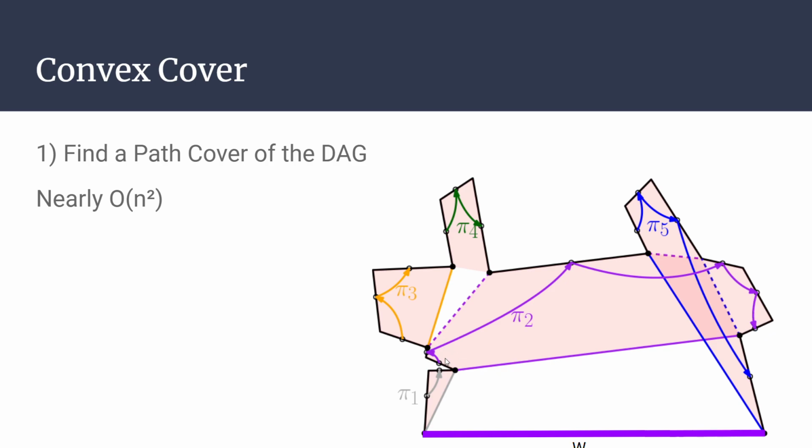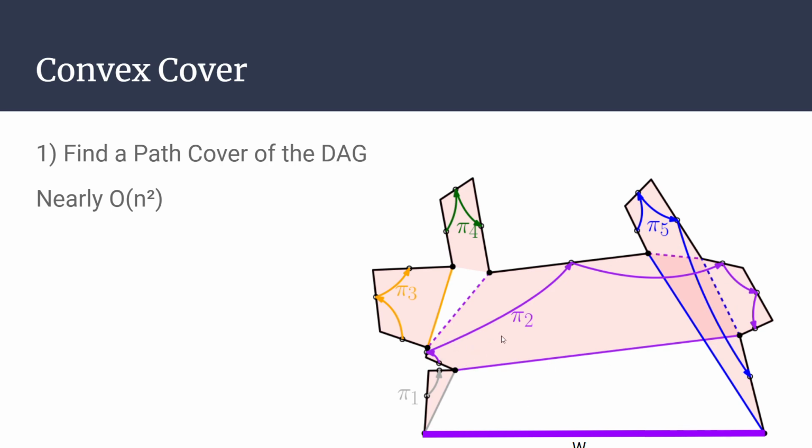So in this case, we have these arcs. This arc goes from here to here, and this arc goes from here to here, and this arc goes from here to here. And because of that transitive property, we know that all of these points see all of these points, and all of these points see all of these points, and so they form one giant convex piece together.